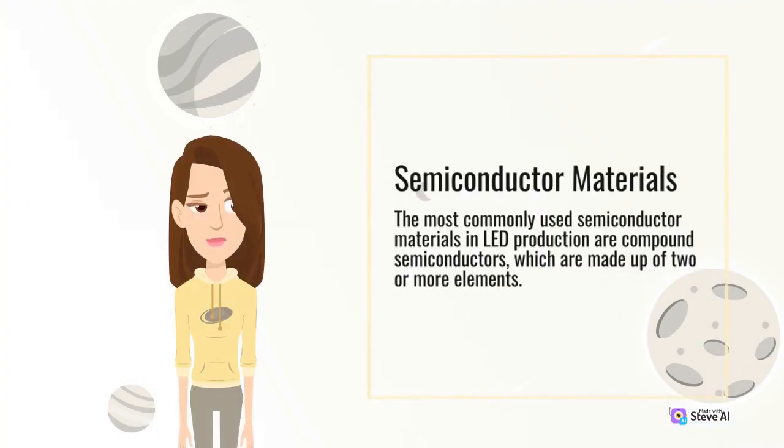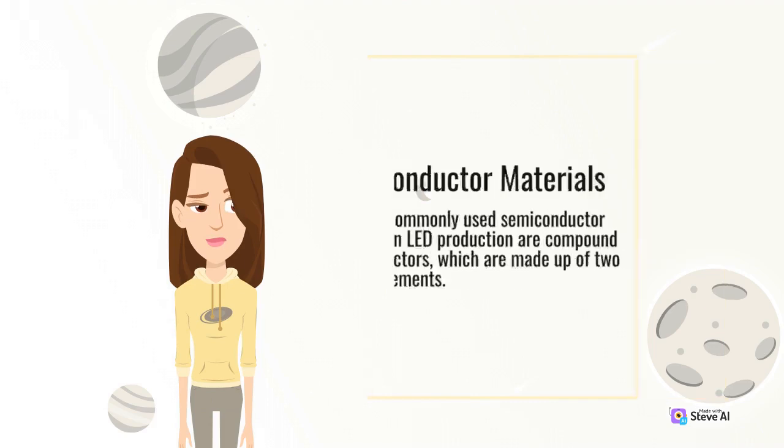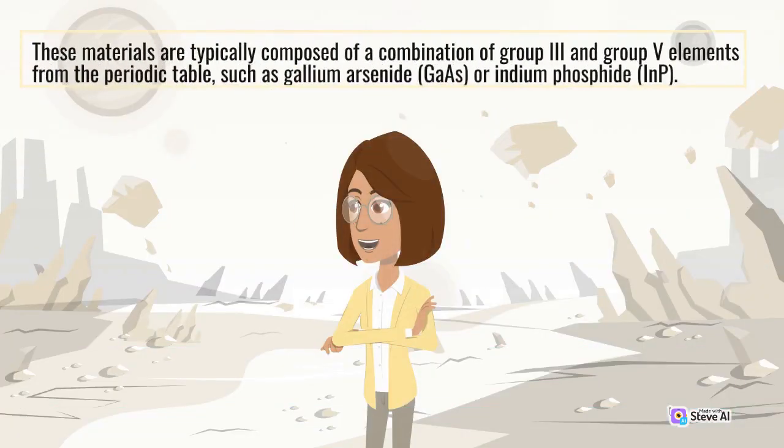Semiconductor materials. The most commonly used semiconductor materials in LED production are compound semiconductors, which are made up of two or more elements. These materials are typically composed of a combination of group III and group V elements from the periodic table, such as gallium arsenide, GaAs, or indium phosphide, InP.